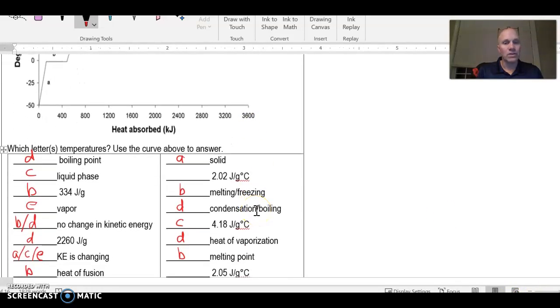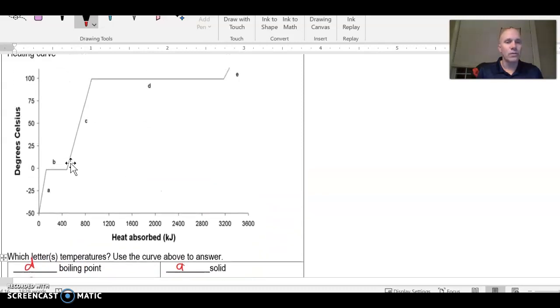So using this heating curve right here, let's make that a little smaller. What are some types of things that you would have going on here? I'm just going to go ahead and let you read these off here. For example, boiling point, that would be D. So if something's boiling, it's going to be going in this direction right here.